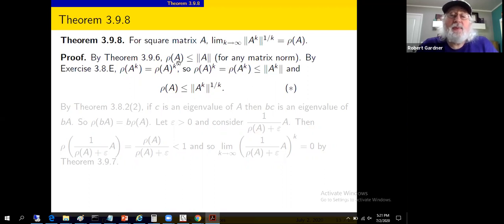And we just saw the spectral radius of a matrix is less than or equal to the norm of that matrix. Let's apply that result to the matrix A to the K. So the spectral radius of A to the K is less than or equal to the norm of A to the K.